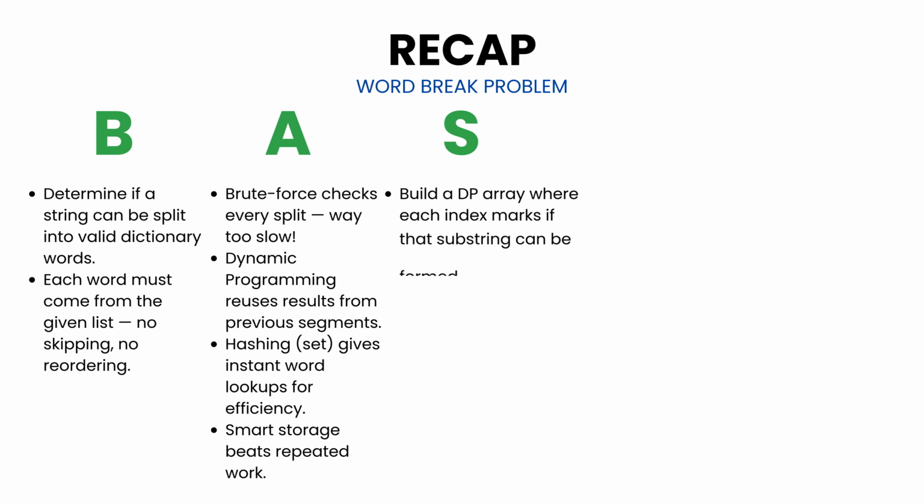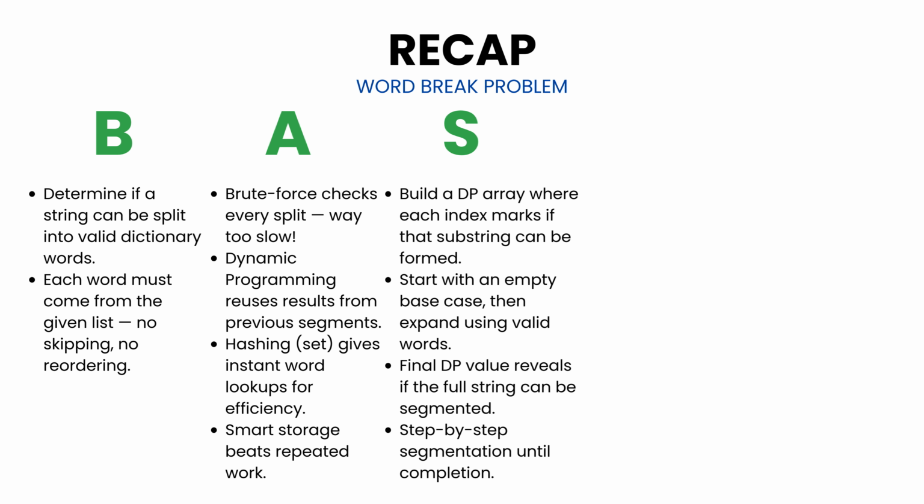Structure recap. The plan was simple but powerful. We used a DP array where each index represents whether the substring up to that point can be segmented into valid words. Starting from an empty base case, we built our solution step by step, checking all possible word boundaries along the way. Implement recap.